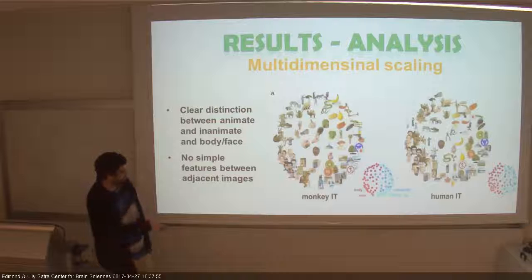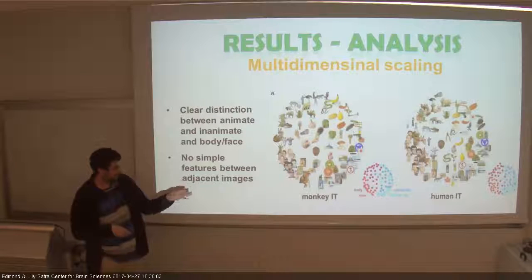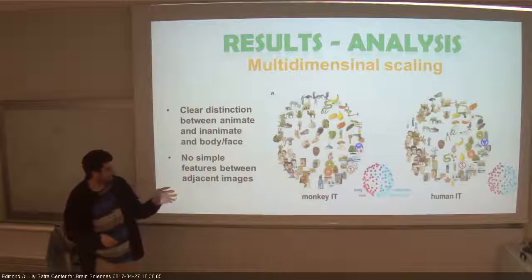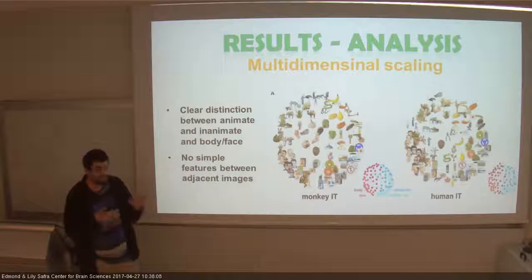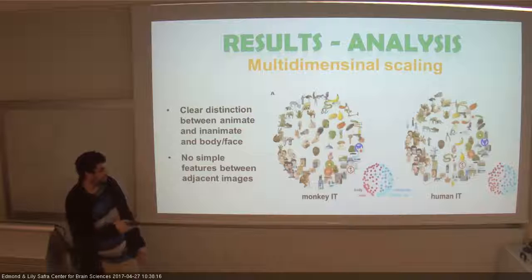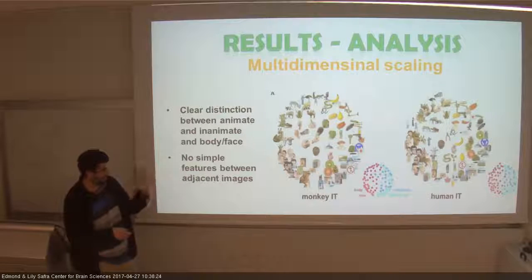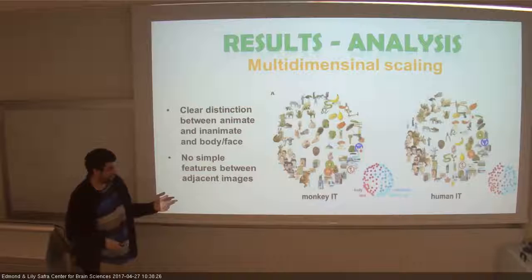So we can see here in the circle, the blue dots and the teal dots are natural objects, or inanimate objects actually, and the red and the pink dots are the animate objects. And we can see that both in the monkey and in the human, there is a strict border between them. All the animates go to the left side and all the inanimate go to the right side, which really suggests that the IT really differentiates between those two main categories.